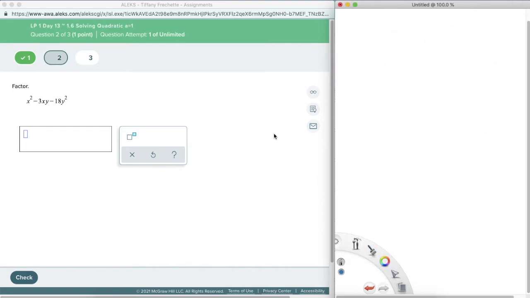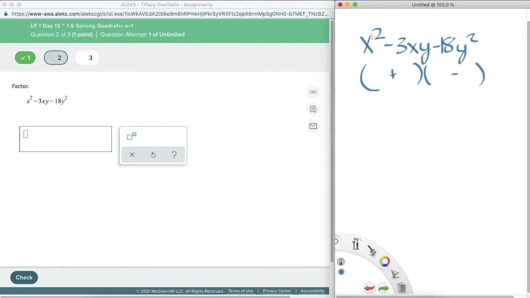Okay. So now we have x squared minus 3xy minus 18y squared. This one looks a little bit more complicated because we have x's and y's, but we're still going to have it in this form. And now we have a minus and a minus. That was one of the patterns I didn't say. But in order to get a minus on the end here, I know it's going to be one plus and one minus. So I'm going to be subtracting the factors of 18 instead of adding them. Because this is a negative here, it tells me the bigger term needs to be negative. So when I subtract them, I end up with a negative 3.